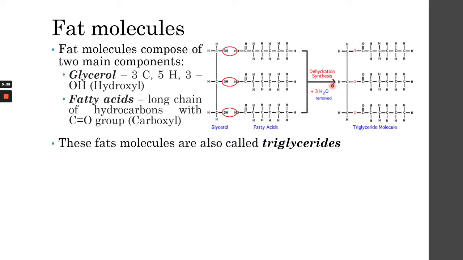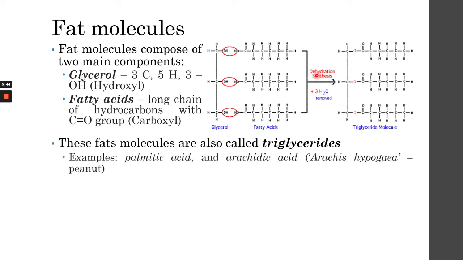So these fat molecules are also commonly called triglycerides. Examples of these are palmitic acid and arachidic acid. Palmitic acid is an acid that comes from palm, and arachidic acid is a type of acid that comes from peanuts. Arachis hypogaea is the scientific name for peanuts. And we can get different acids, or basically different oils, from palm and from peanuts because of their triglycerides.